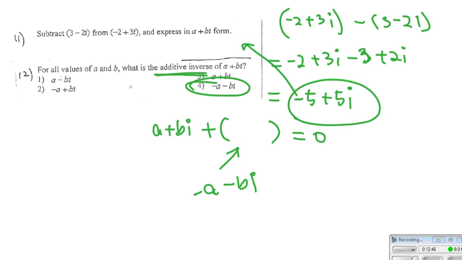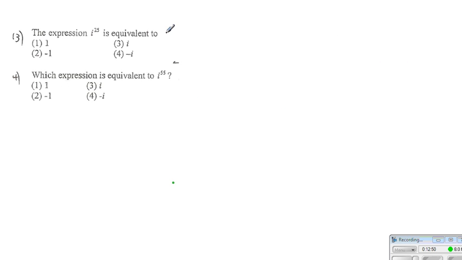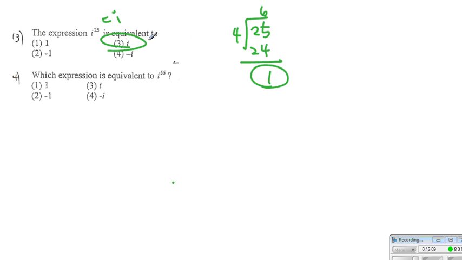Alright, let us move on to the next question. Number 13. Here once again, you have to divide 25 by 4. And we end up getting 6, which is 24, with the remainder of 1. So that means this one is equal to i itself, which is choice number 3.